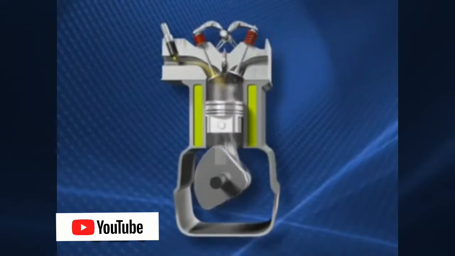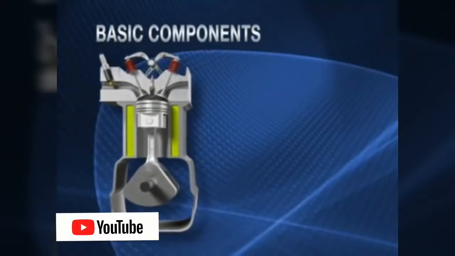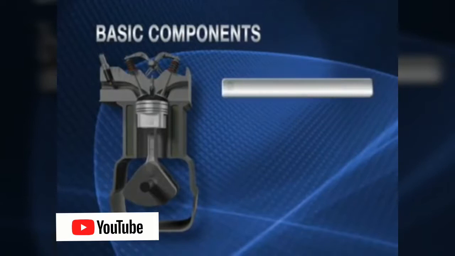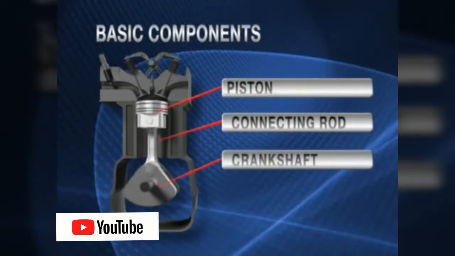4-stroke EFI gas engine may be helpful to your understanding of Mercury products. Here are the basic components of every 4-stroke gas engine: a piston, a connecting rod, a crankshaft.